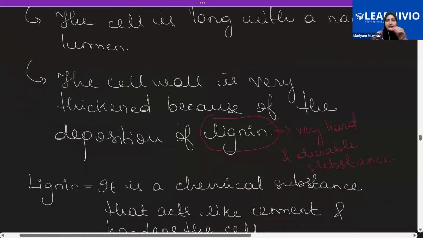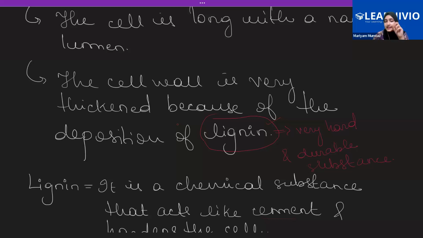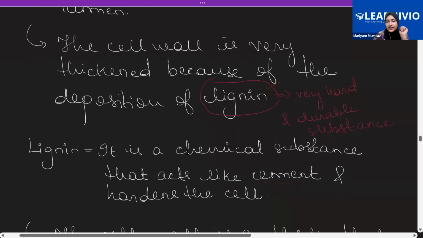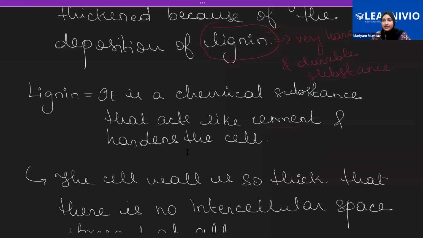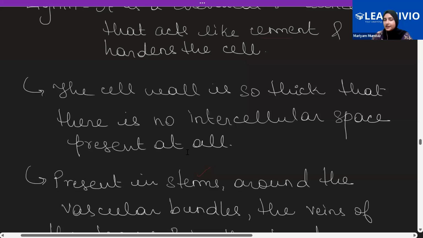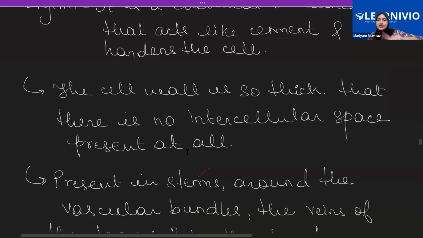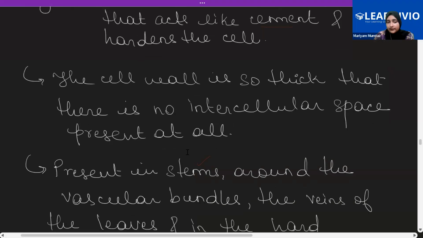Now, the cell wall is thickened. Why? Because of the deposition of lignin, which is a very hard and durable substance. Lignin is a chemical substance that acts like cement and hardens the cell. You know that when cement dries up, it becomes really hard, right? It's very hard. If you throw it at someone, the person will get hurt. Don't do that. But lignin is just like that: whenever it is present surrounding a cell, it will harden the cell. Now the cell wall is so thick and there are no intercellular spaces. Parenchyma had a lot of intercellular space. Collenchyma has little intercellular space, whereas the sclerenchyma has no intercellular spaces at all.